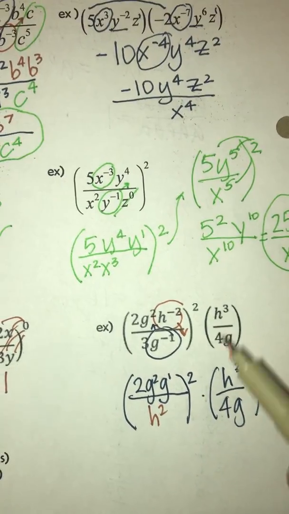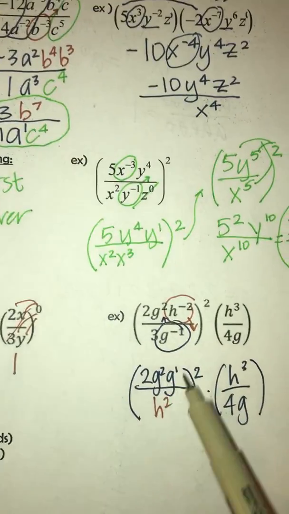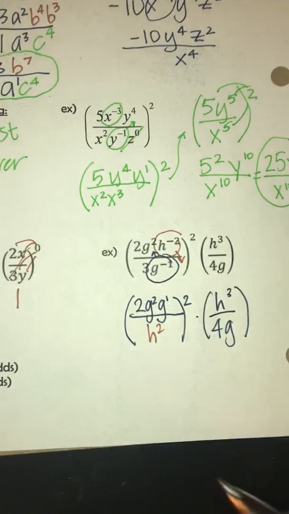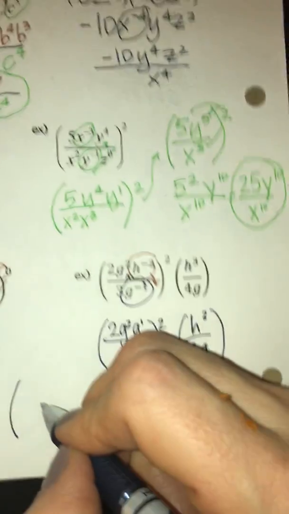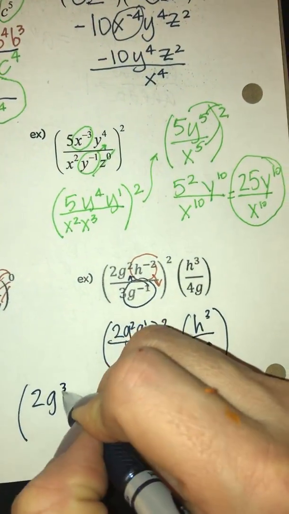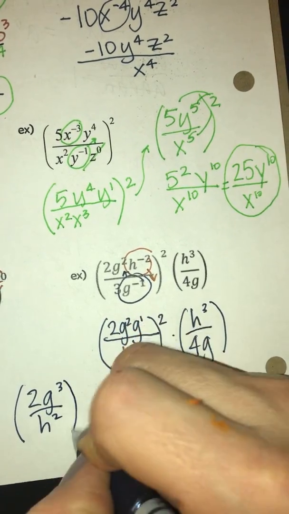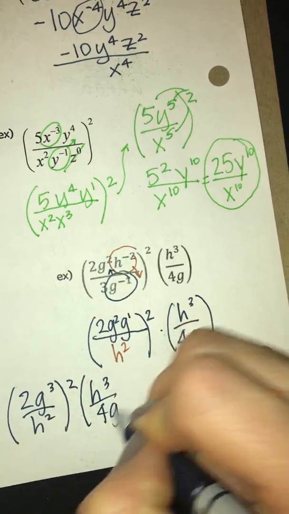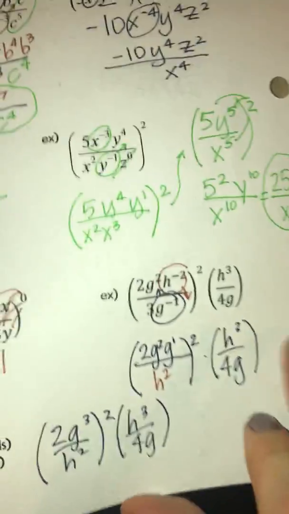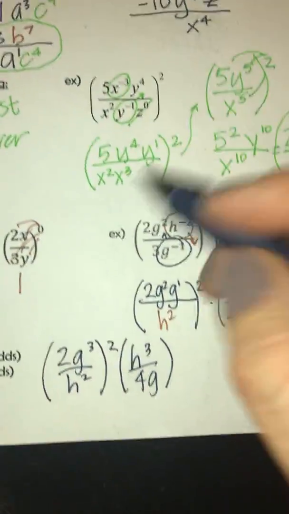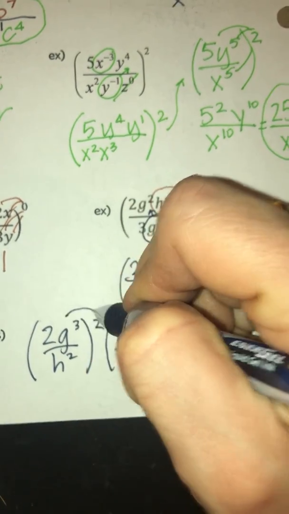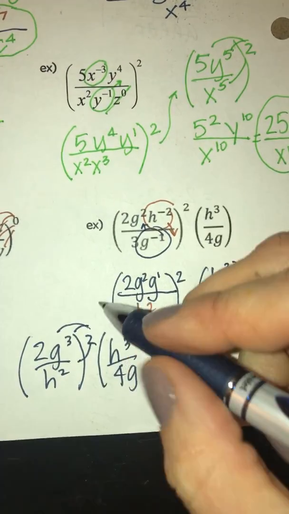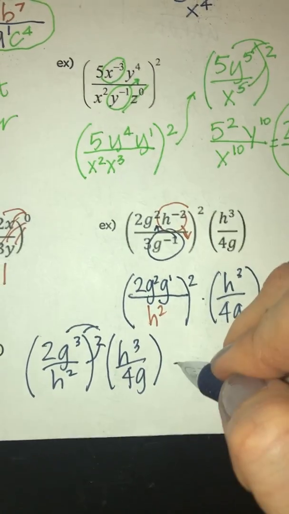All right, so all I did was move that h to the bottom. The g's I can simplify, I can put them together. Sorry, this is going to be a longer problem. Okay, now I'm going to distribute that power in. So 2 to the 2nd, hopefully you guys realize that's just 4.